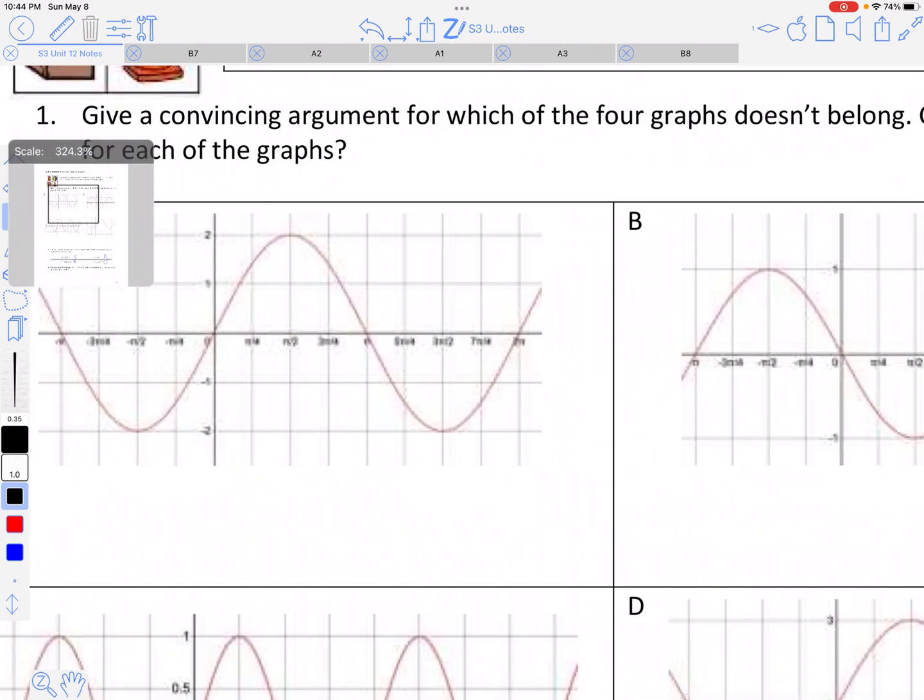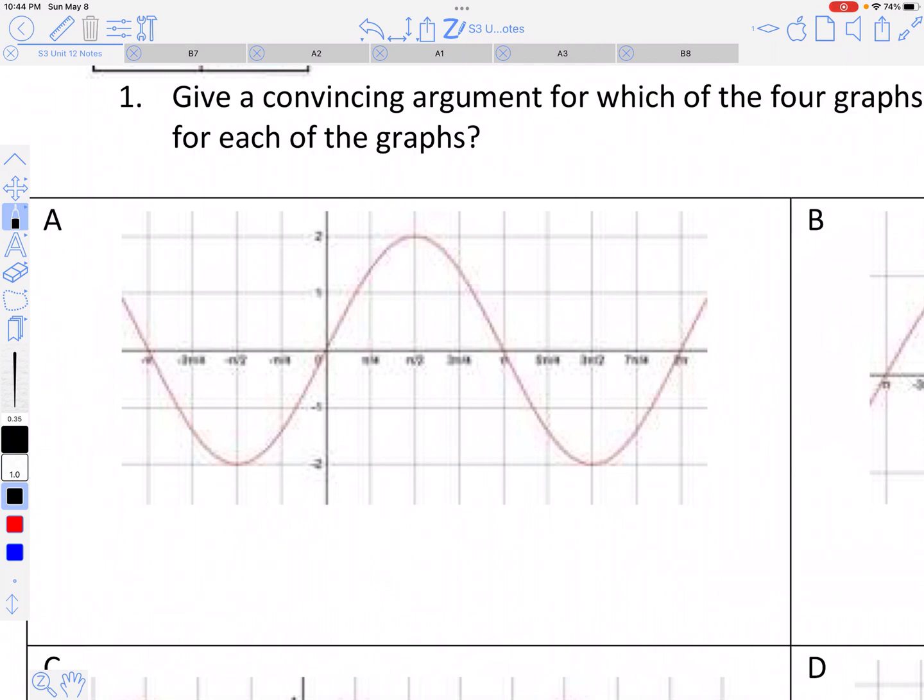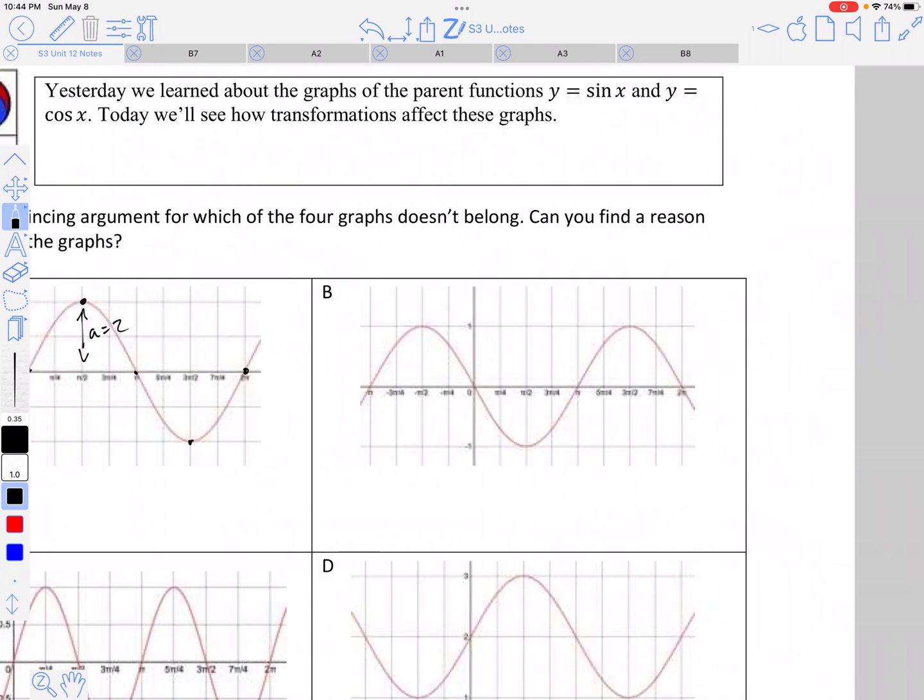Think about what's happening here. So for example, A, it looks like a pretty standard sine wave, ends by 2 pi, as we can see. But you notice the amplitude is changing, okay? So the amplitude is 2. So our period's still 2 pi, but the amplitude is 2. So notice that.